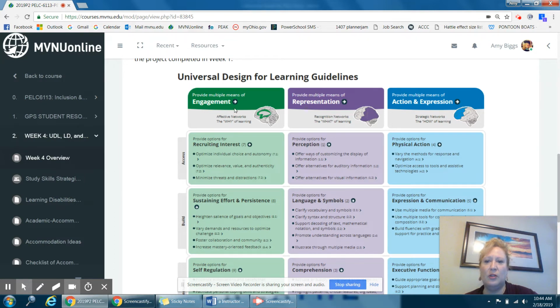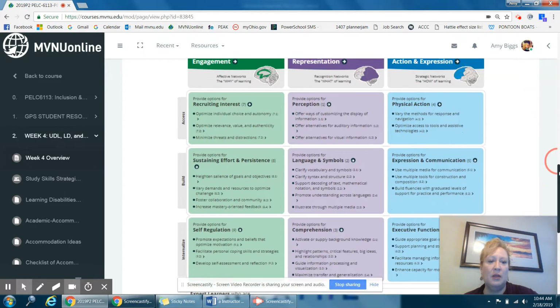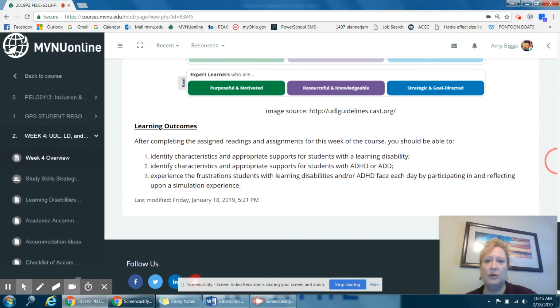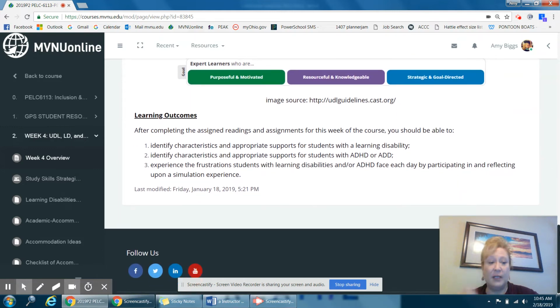Remember, this should look familiar from when we did this a couple of weeks ago. With UDL, we provide multiple means of engagement, multiple means of representation for the what of learning, and then the how of learning is multiple means of action and expression. Just a little review of those things. The learning outcomes are very important to look at. We're going to look at the characteristics and appropriate supports for students with learning disabilities, and for students with ADHD.